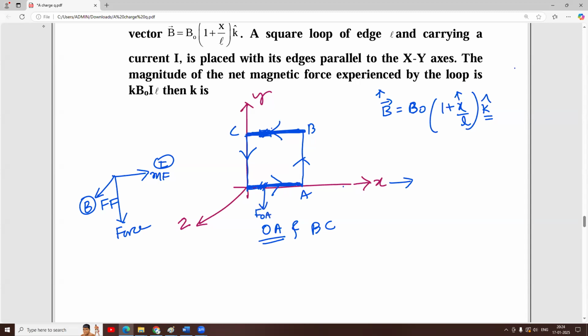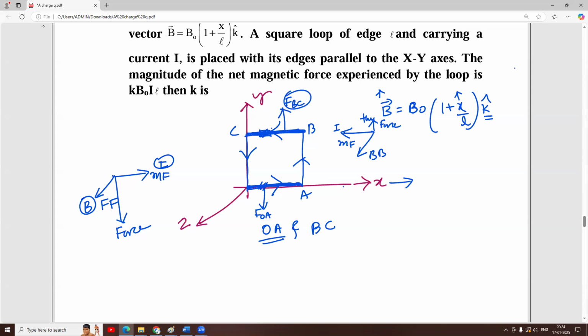Now what about CB? For CB, the middle finger should represent the direction of current, like this. Middle finger in the direction of current, and the left hand forefinger should be coming out of the paper or out of the screen. This is the magnetic field because it is along the z-axis, coming out of the paper. Then the thumb represents the direction of force, like this. So you see the direction of F on BC.